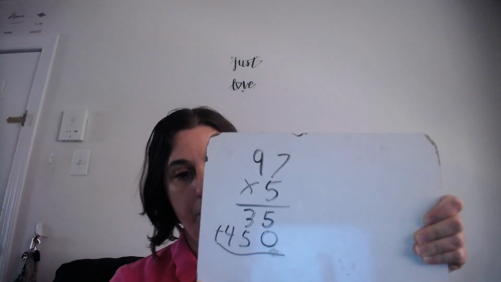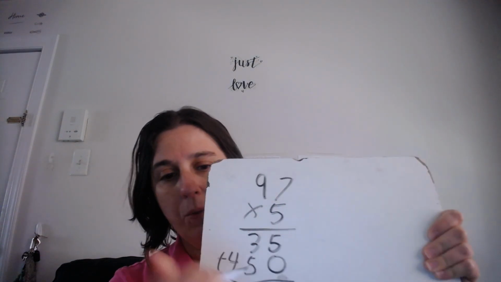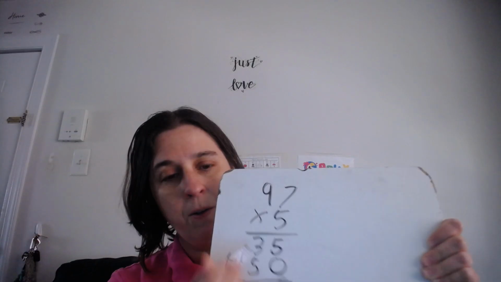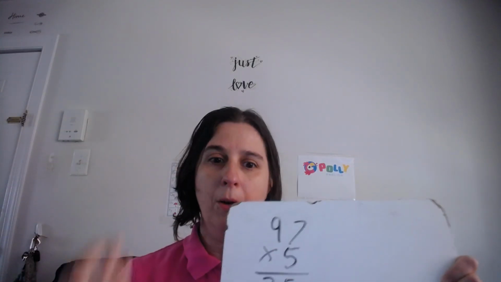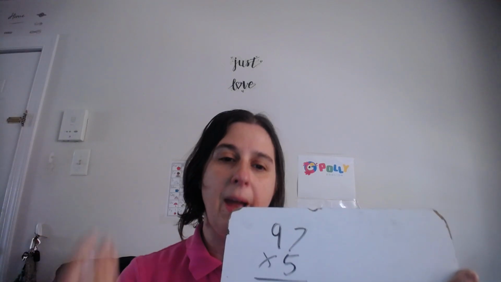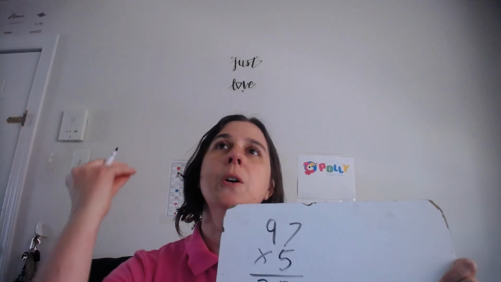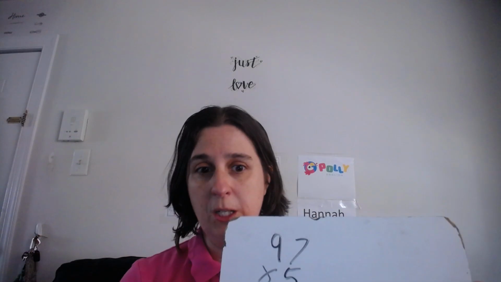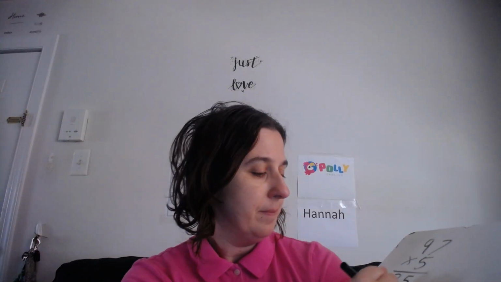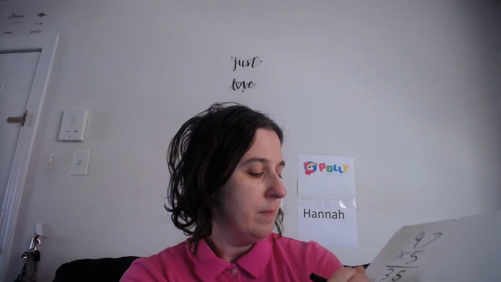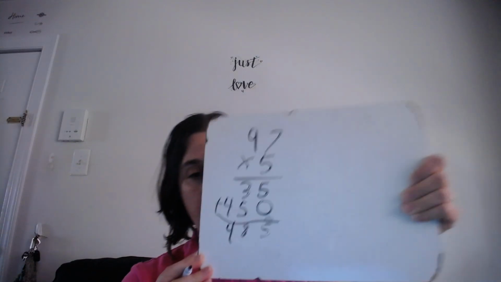Now, part of the reason I tell them to put their 0 first is sometimes I'll have students put 45 down here instead of 450. So if you're working with your teacher or a parent, and you're trying to use this method, make sure you emphasize that you put your 0 first when you move into the tens place, okay? Then you just add straight down to get 485.